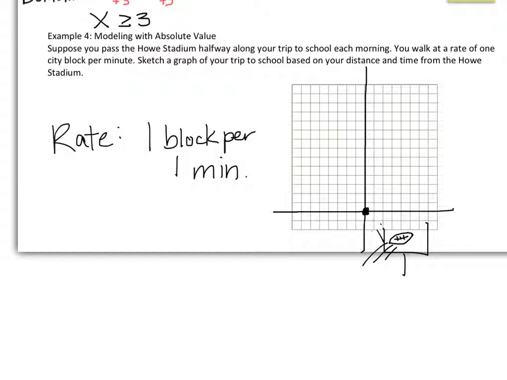Okay, that's the football stadium. The arrow kind of throws it off. We'll just have the picture. Okay. So, and then we'll make the school over here and your house over here.